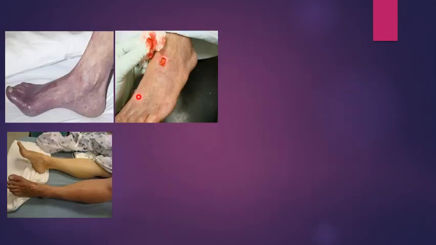Okay, these are some pictures showing you this foot already having gangrene or ischemic changes. There is an ulcer, peripheral ulceration on the foot, and here you can see pallor. Okay, this is pale, because of poor blood supply, and here is a normal limb, so pallor.